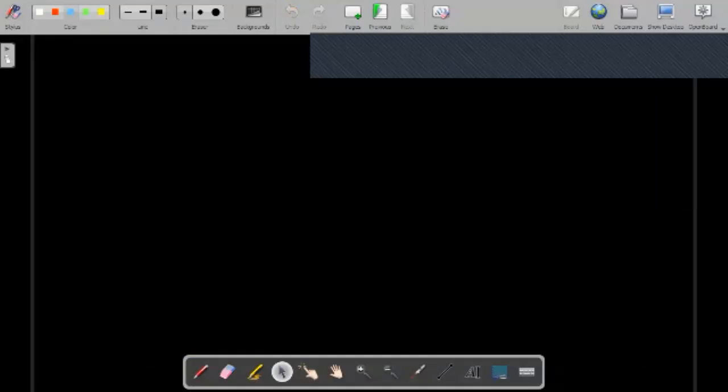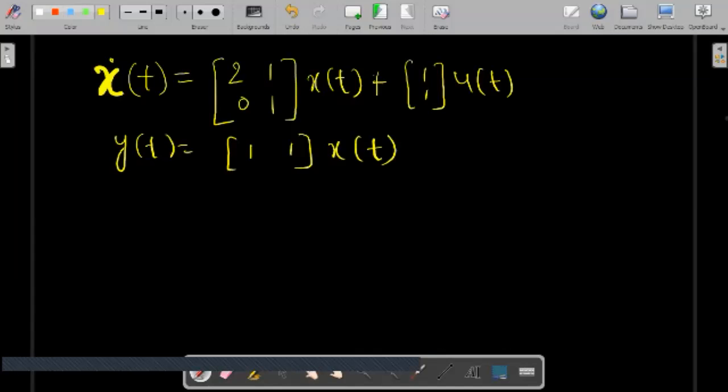Now, let us consider one system. Let us say we have a system x(t). So let us consider a system as given by these equations here. This we call the state equation, and this one is basically the output equation. Now we have to check the controllability and observability of this particular system, right?